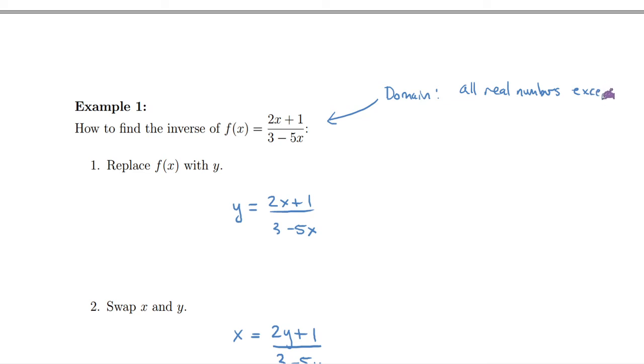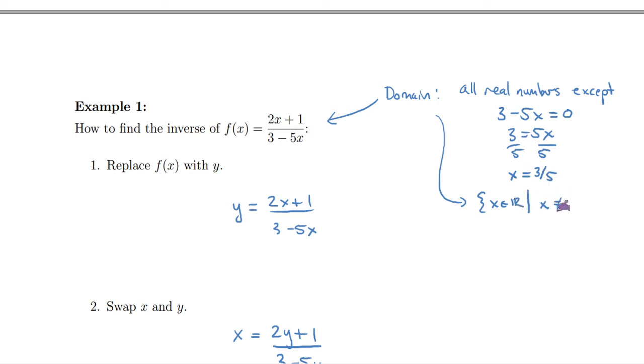except the x value that would make this happen. If you solve for what would make the denominator equal to 0, you'd have 3 equals 5x, so then divide by 5, and x equals 3/5. That would mean that the domain is all real numbers except for this value. So you'd want x to not be equal to 3/5. So f would be a function from this domain.